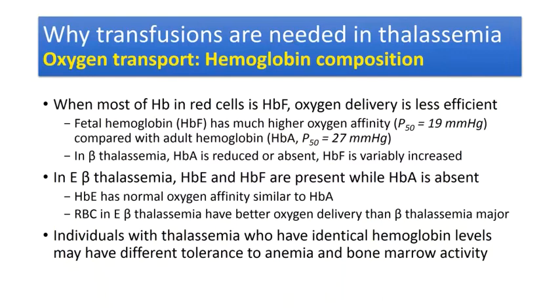But in other forms of thalassemia, such as E beta thalassemia, the A hemoglobin, or the adult hemoglobin, is replaced by E and F, and E in this case has a normal oxygen affinity similar to the normal hemoglobin A. So these factors are important in determining the person's ability to cope with a level of anemia, and individuals with thalassemia who have identical hemoglobin levels may in fact have different tolerance to anemia and bone marrow activity, which means that often we have to individualize the pre-transfusion hemoglobins to different patients.